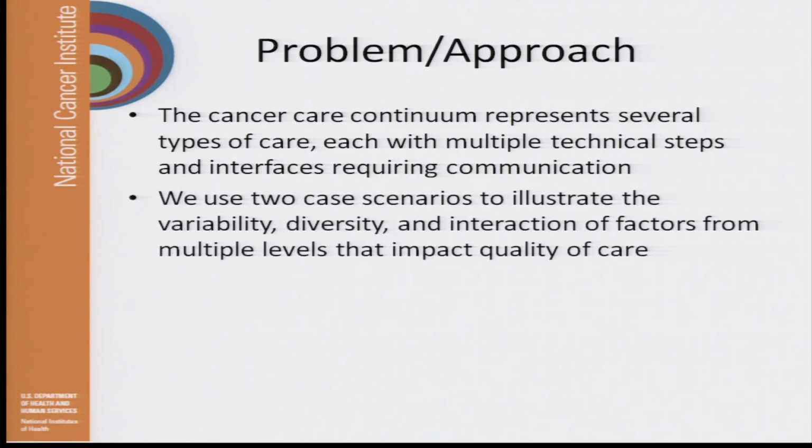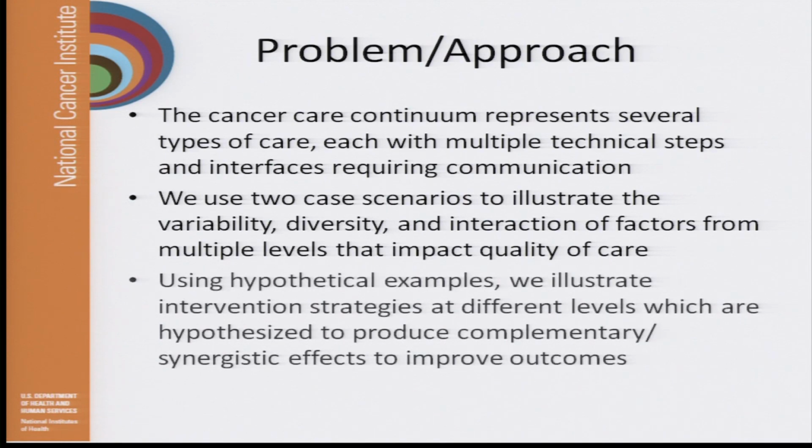In our manuscript, we use two case scenarios to illustrate the variability, diversity, and interaction of factors from multi-levels that impact quality of care. These scenarios included a review of the literature about factors which could affect various processes and interfaces of care. It was hoped that the manuscript would present cases which put a human face on some of the concepts that we're talking about. The next step was that we then use hypothetical examples, and we illustrate intervention strategies at different levels which are hypothesized to produce complementary, synergistic effects to improve outcomes.